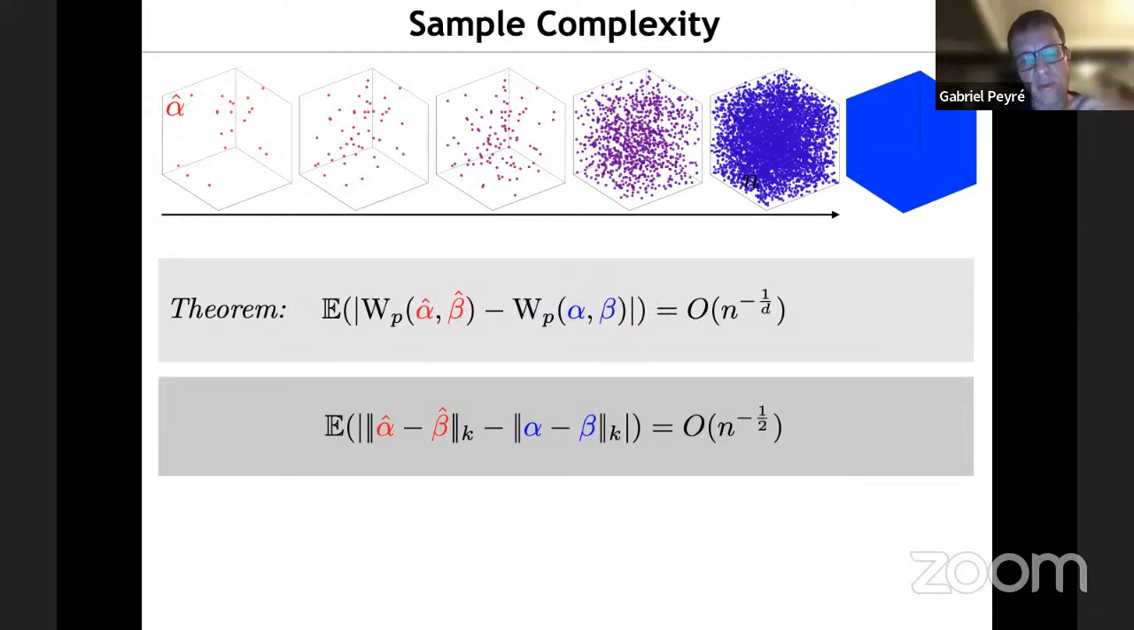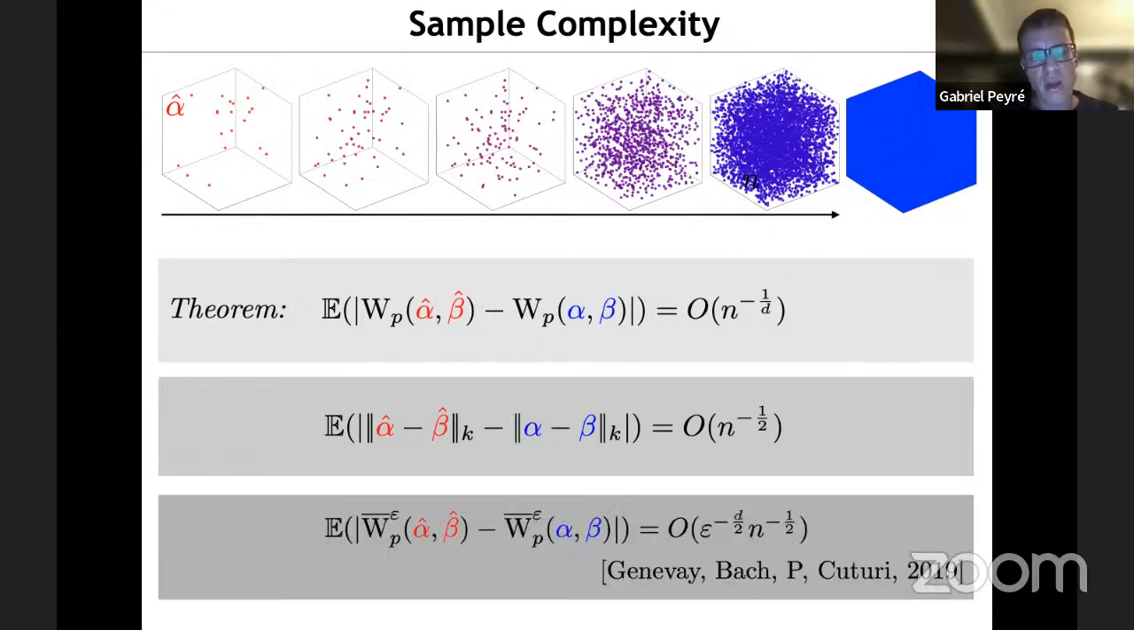So you see that you have two quantities, the Wasserstein distance and Euclidean norms, that behave very differently in high dimension. This raises a natural question that we have studied with Aude Genevay: what is the statistical complexity, the sample complexity, of this Schrödinger cost?